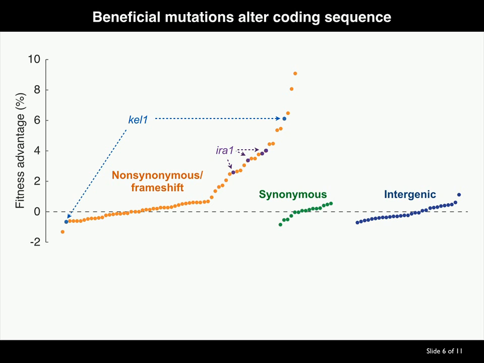I should note that we also have one and only one possible deleterious mutation that fixed across these 12 populations. And we also have one interesting possible beneficial intergenic mutation.